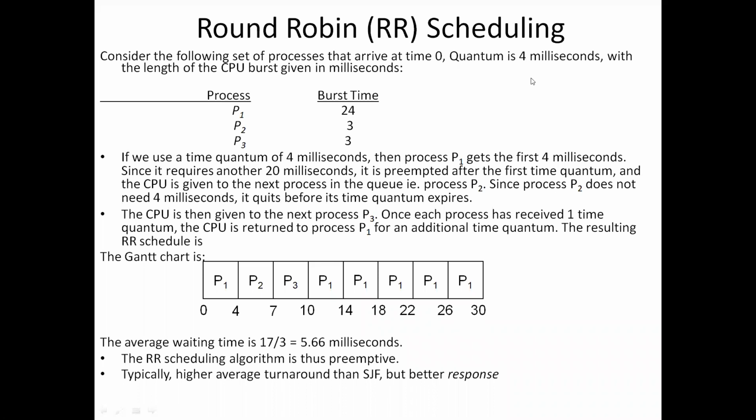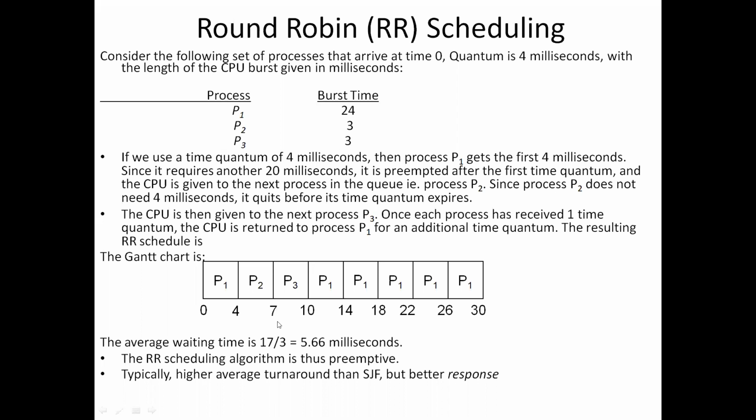Here the time quantum is 4 milliseconds, but the burst time of process 2 is only 3 milliseconds. Process 2 will get executed by the CPU at clock time 4 milliseconds. Its burst time is 3 milliseconds. So 4 plus 3, at 7 milliseconds, process 2 completes its execution and the CPU will be switched to the next process in the queue. Next in the queue we have process 3, and process 3's burst time is 3 milliseconds.